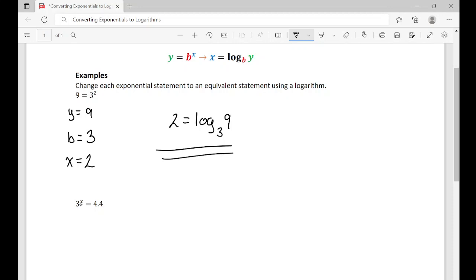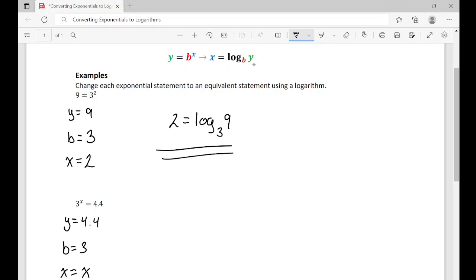So we're going to do it again. 3 to the x equals 4.4. Just going to clearly write out what everything is one more time. My y here is going to be the thing off on its own, which is 4.4. My base again is going to be b, so b here is 3. And then my exponent is going to be x. So that works out pretty well.